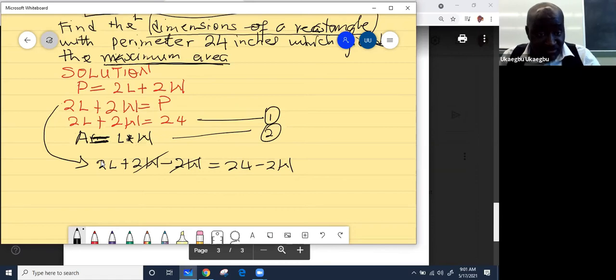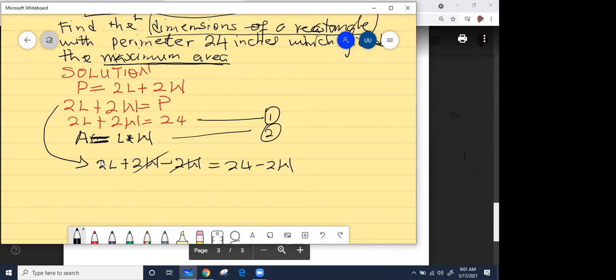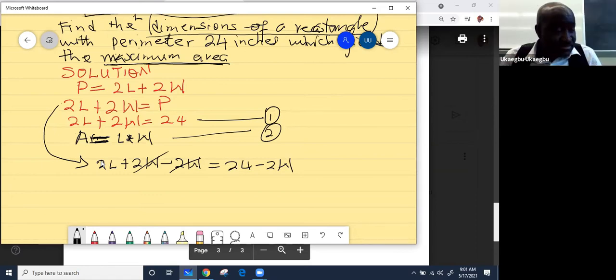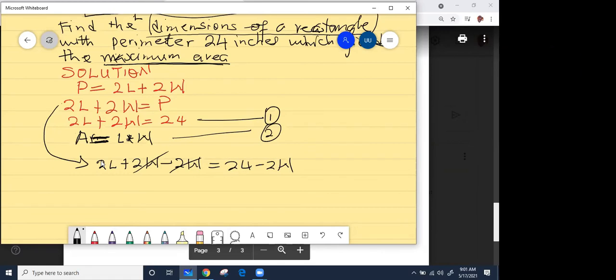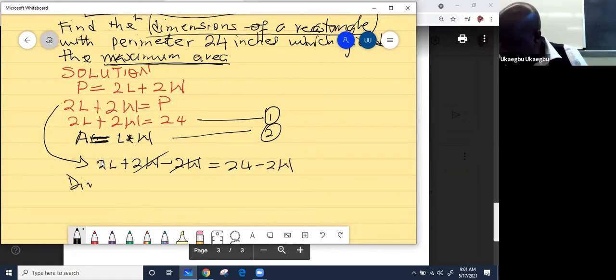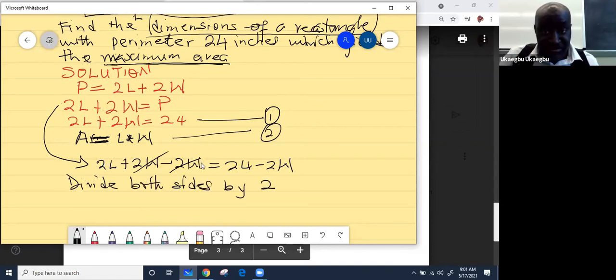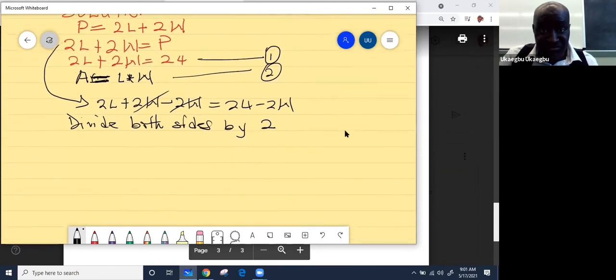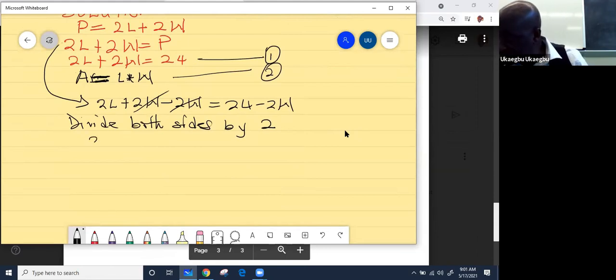And then what's next? Remember, we are not done yet. We are looking for L, just L. You could divide both sides by two. Does that make more sense? So just write the process: divide both sides by two. Remember, when you are trying to show your work, you also have to justify whatever mathematical step you have taken. So he said we should do 2L divided by 2 equal to 24 divided by 2 minus 2W divided by 2.